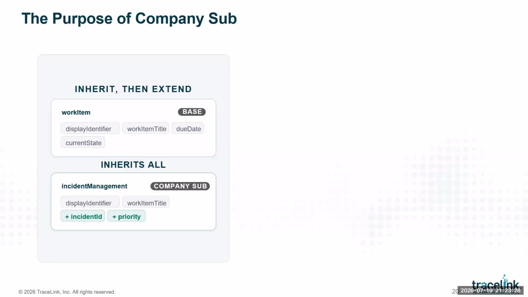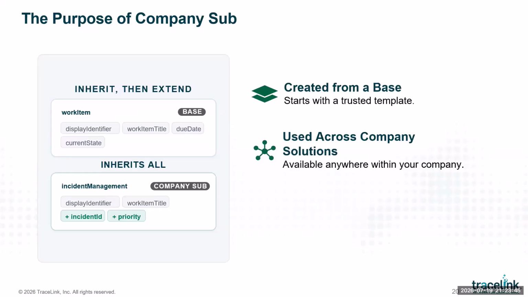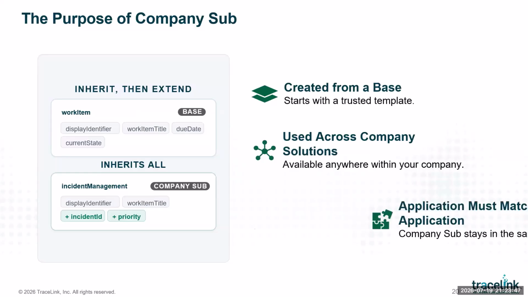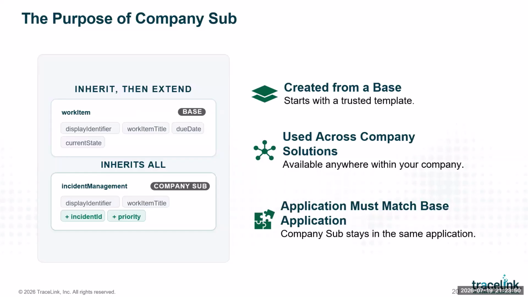Let's talk about what the company sub really means. The key idea is that instead of building from scratch, you start from a trusted template, a base object type, and add only what's specific to you. That's a company sub. A few things to remember. It's always created from a base. It can be used in any solution within your company. And its application has to match the base's application. And on identification, the name has to be unique. It isn't versioned. And any change you make takes effect immediately, everywhere it's used. So changes carry real weight here, because they ripple out instantly.